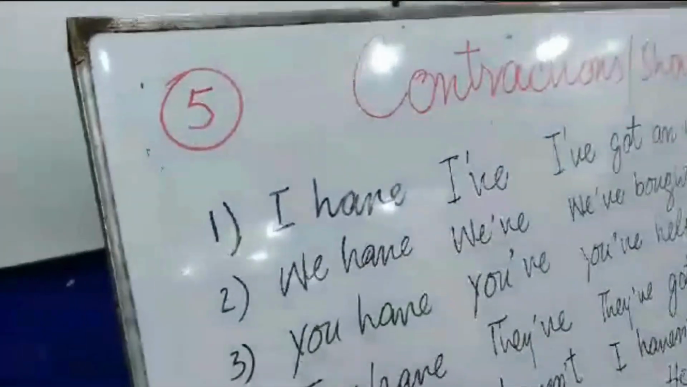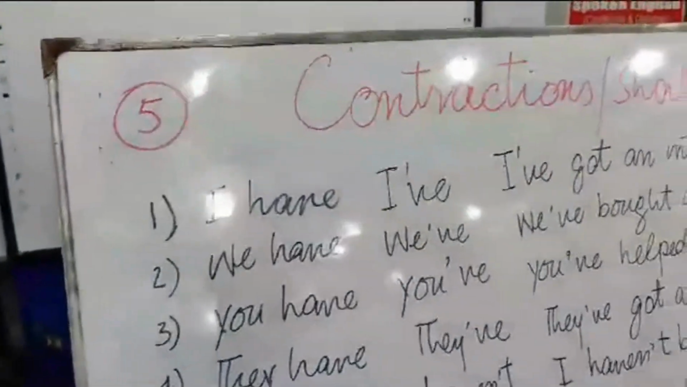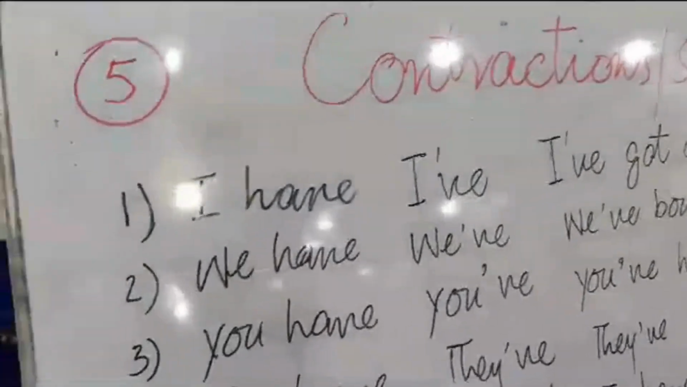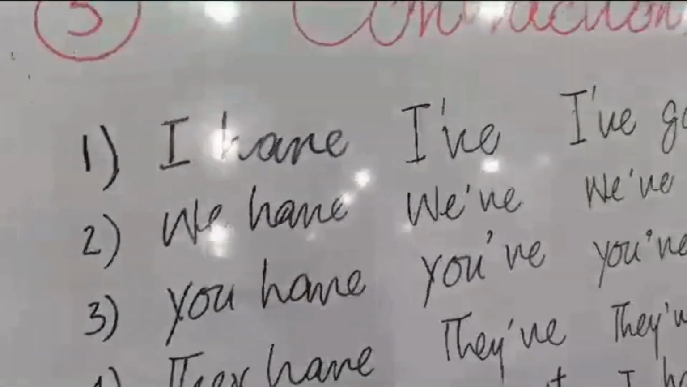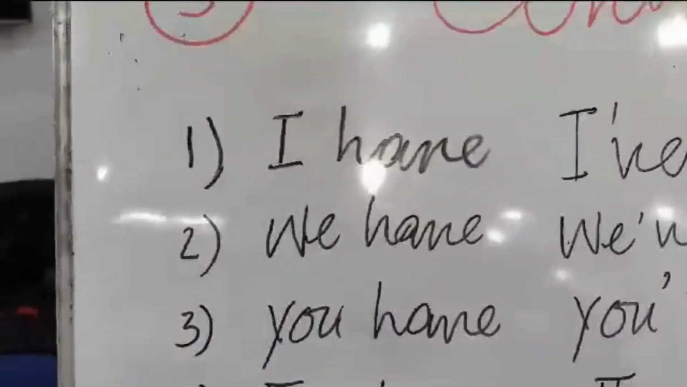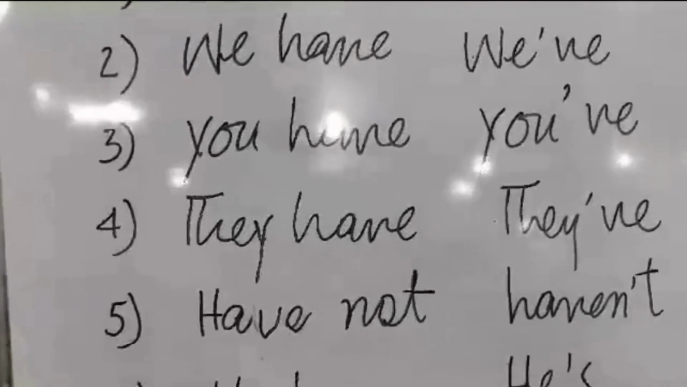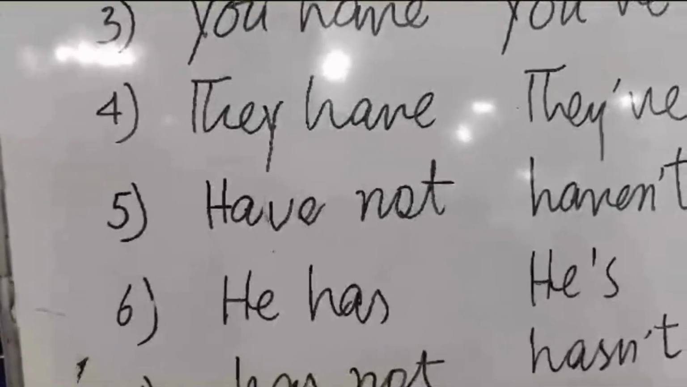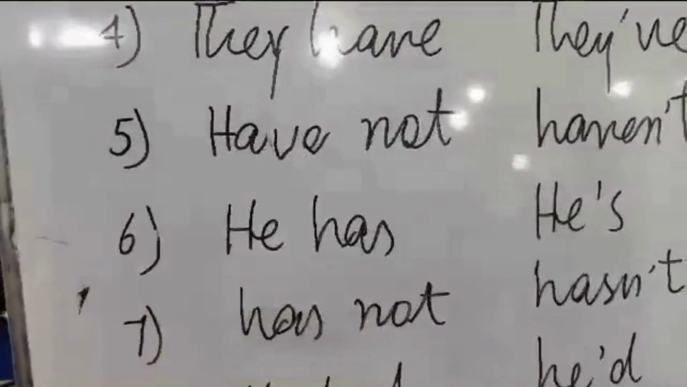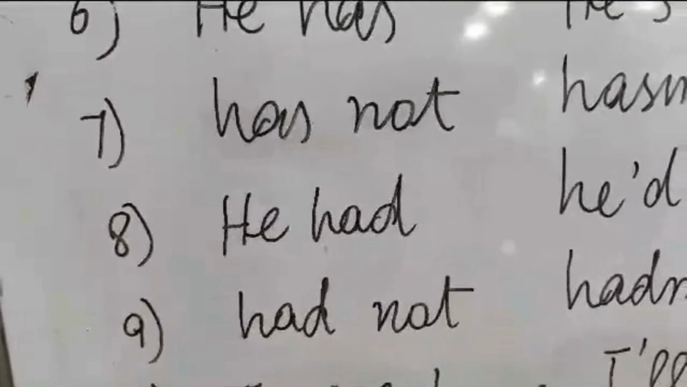Hello, my dear friends. Today, once again, we're going to understand some more contractions. It's lecture number 5 about contractions with short forms. The major contractions we have today are I have, we have, you have, they have not, he has, she has not, he had not, or I will have, I'll have.